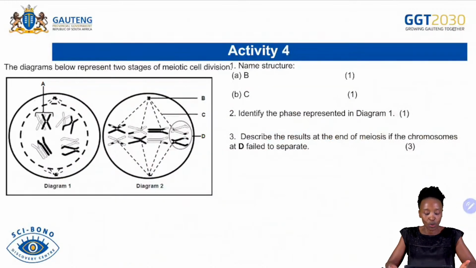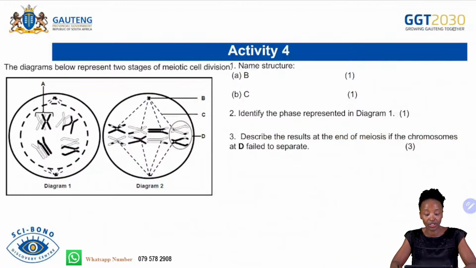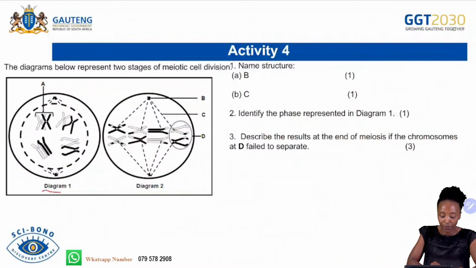Okay, then the next question is: the diagram below represents 2 stages of meiotic cell division. We're going to look at the questions again. This was taken from last year's paper. We're looking at 2 cells, diagram 1 and diagram 2.